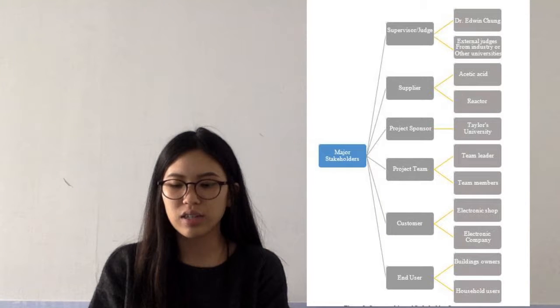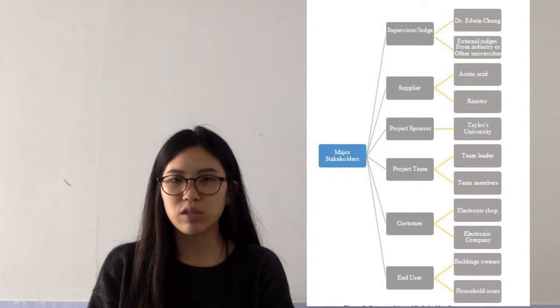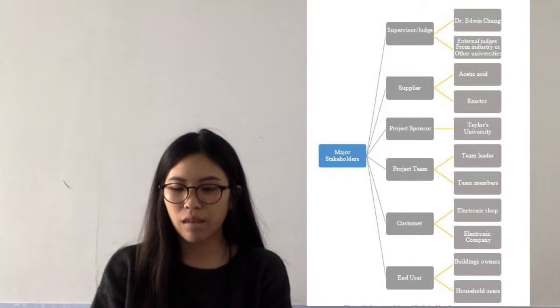We start off with project sponsorship and major stakeholders. What are stakeholders? Stakeholders are any organization or individual, either external or internal, that has a stake or interest in the project. The stakeholders are our supervisor, Mr. Edwin Chung, and the judges for the engineering fair.